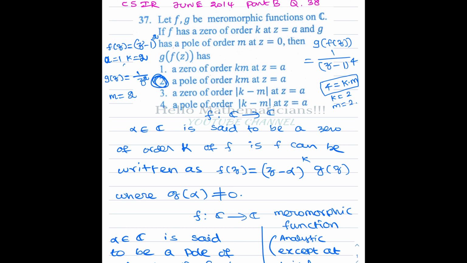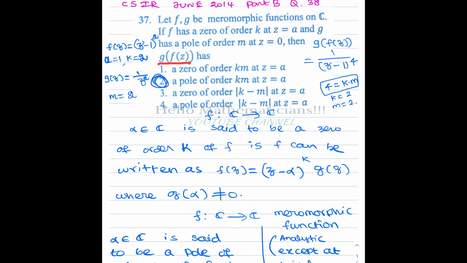For example, for this question you can take f of z equal to (z minus 1) whole square. Then 1 is a 0 of order 2 for this function, therefore a equal to 1 and k equal to 2 in this case. And we can take g of z equal to 1 by z square. Then we get m equal to 2.